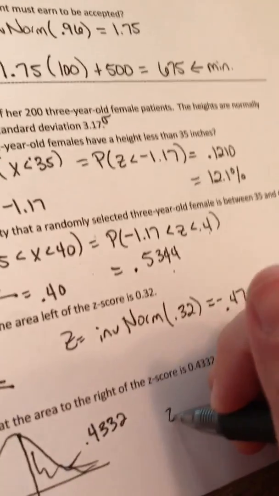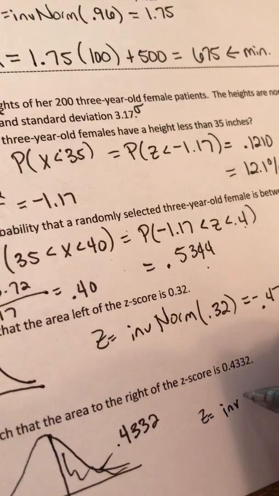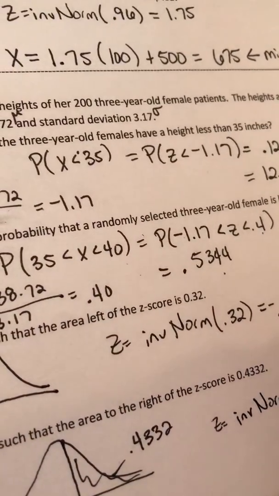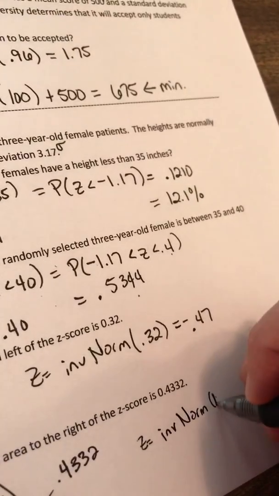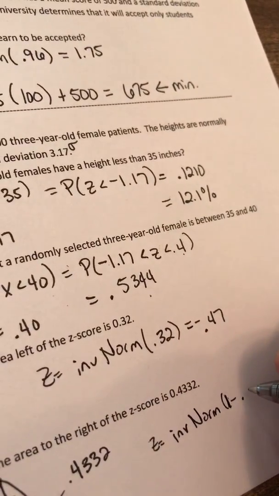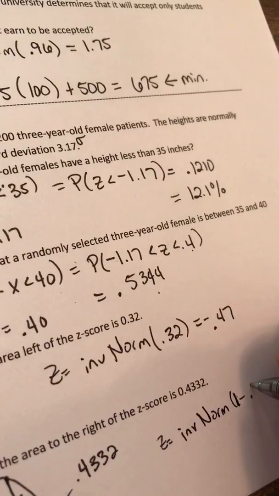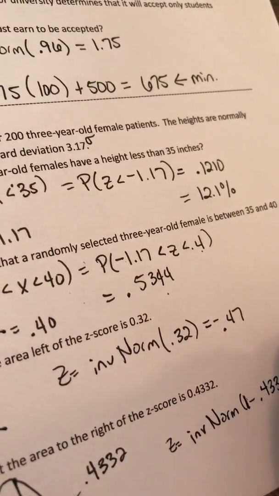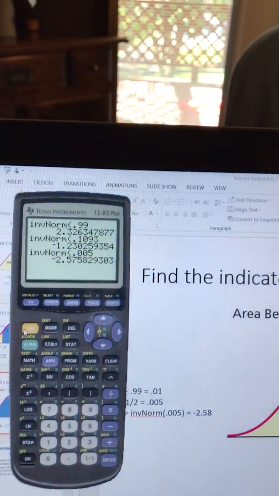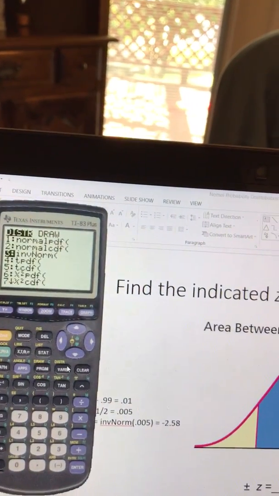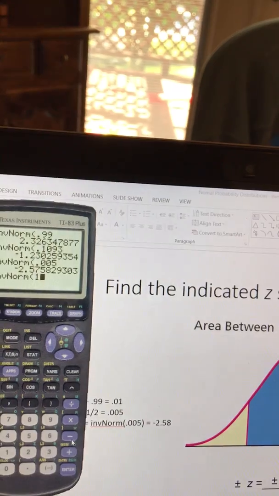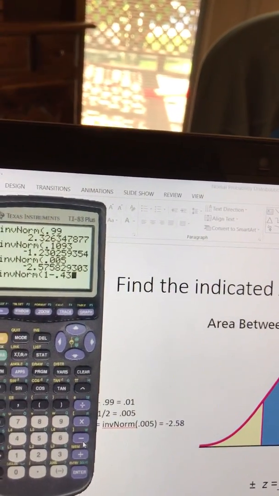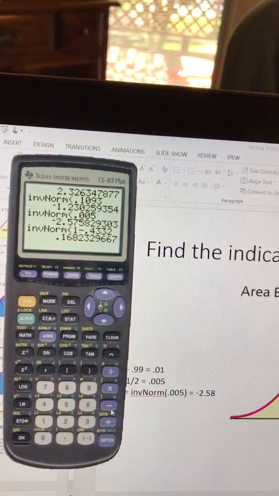So our z is inverse norm of 1 minus, because you have to do the area to the left. So 1 minus 0.4332. And you can type that just like that on the calculator. Second vars, inverse norm, 1 minus 0.4332. And it gives you 0.17 for z, because z you round to 2.